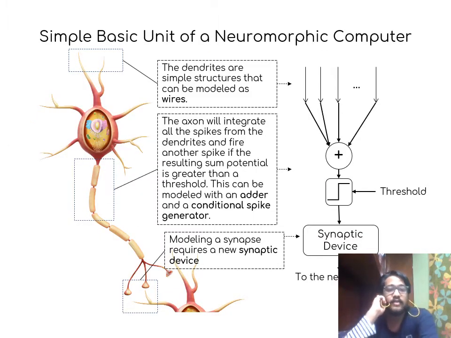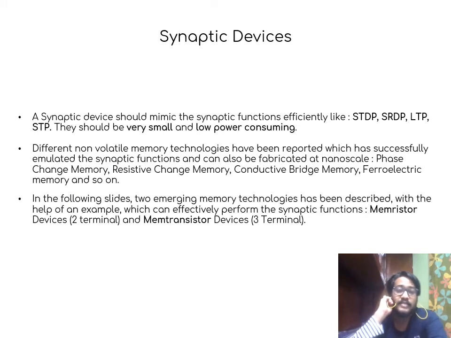A basic unit of a neuromorphic computer will mimic all the functionalities of a neuron. The dendrites can be modeled as simple wires to receive the signals. The axon can be modeled with an adder to integrate all the incoming signals along with a conditional spike generator. The synapse, however, requires a special device to emulate all its functionalities. A synaptic device should mimic the synaptic functions efficiently, like STDP, spike rate dependent plasticity, long-term potentiation, and short-term potentiation.